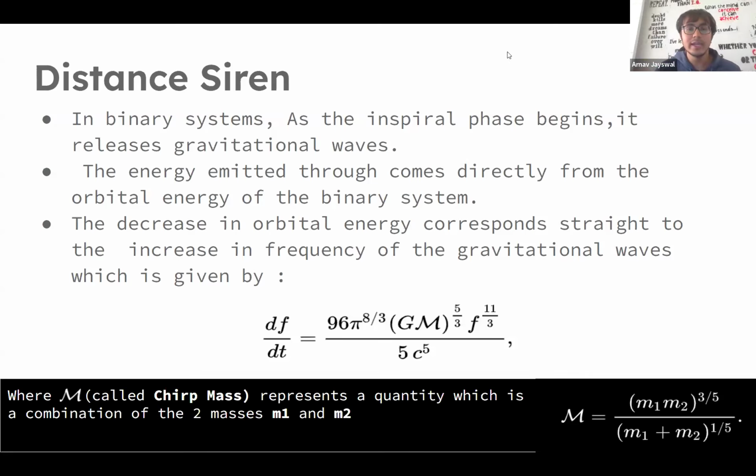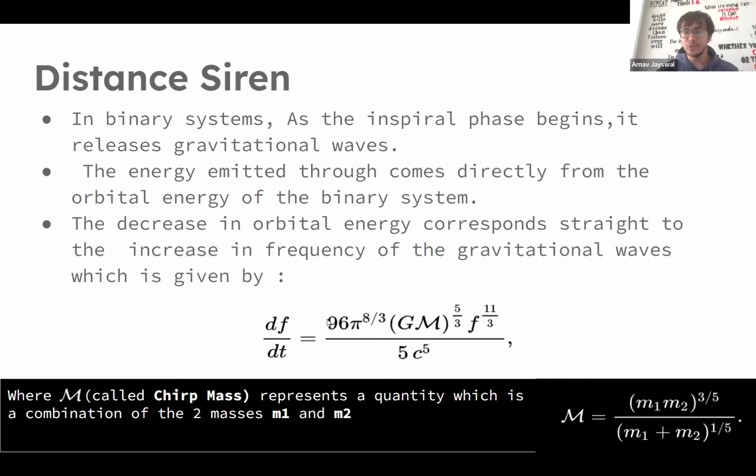So basically, the energy emitted through the gravitational waves comes directly from the orbital energy of the binary system. And the decrease in orbital energy corresponds straight to the increase in frequency. So basically, there's all these properties of gravitational waves. You can just picture it like the black holes will be moving slowly around each other. And as they get closer, because of conservation of momentum, the black holes' speed will just go on increasing, and the frequency of the gravitational waves will increase. So based on this, scientists derived this formula for the frequency of gravitational waves.